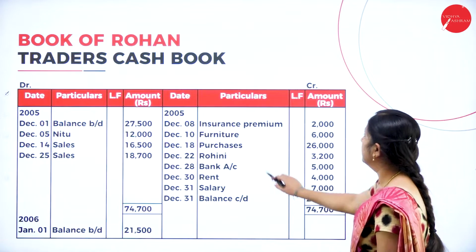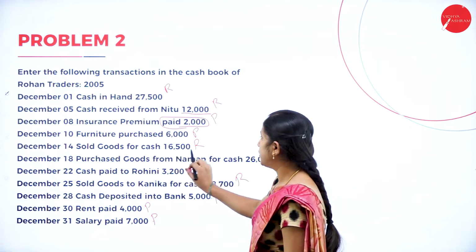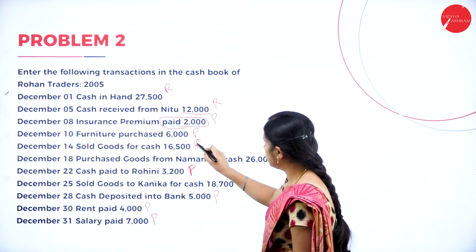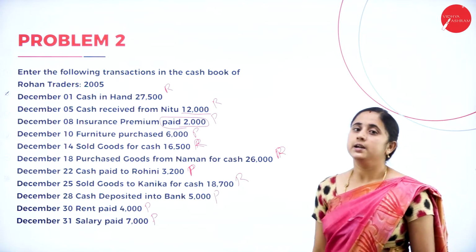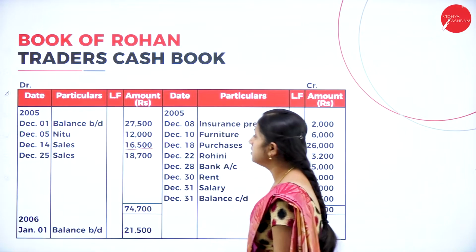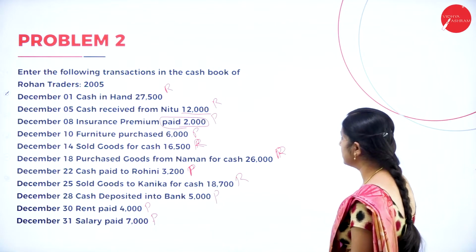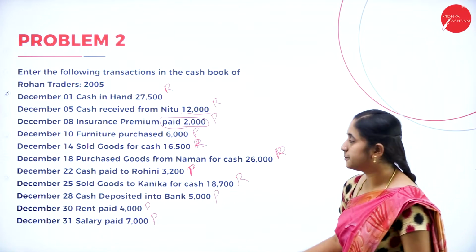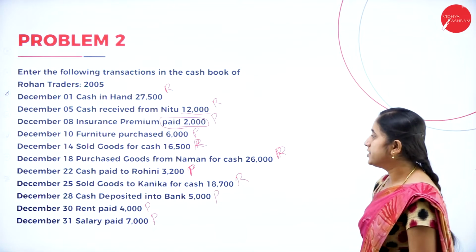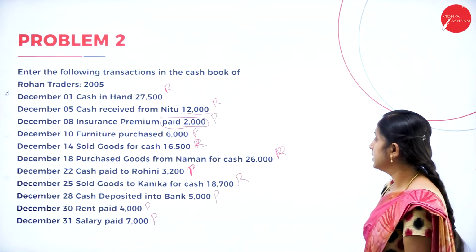December 10th, furniture 6,000. Next, sold goods for cash 16,500. Sales, this is a receipt. Cash is coming in, so write in the debit side as sales, rupees 16,500. Next, purchase goods from Naman for cash rupees 26,000. Purchase, this is a payment, so write in the credit side. Purchase rupees 26,000.